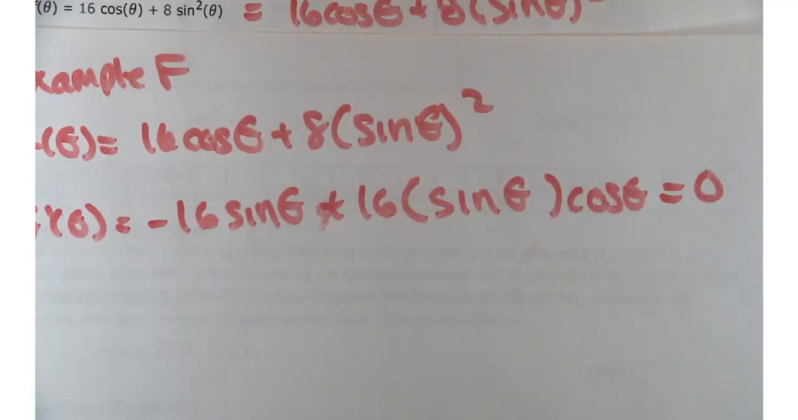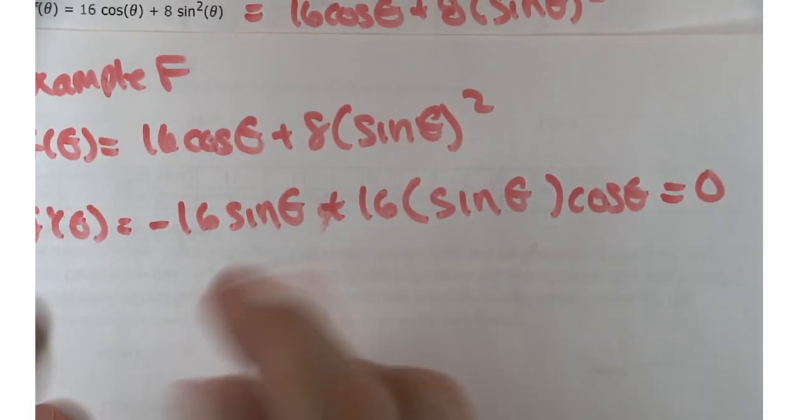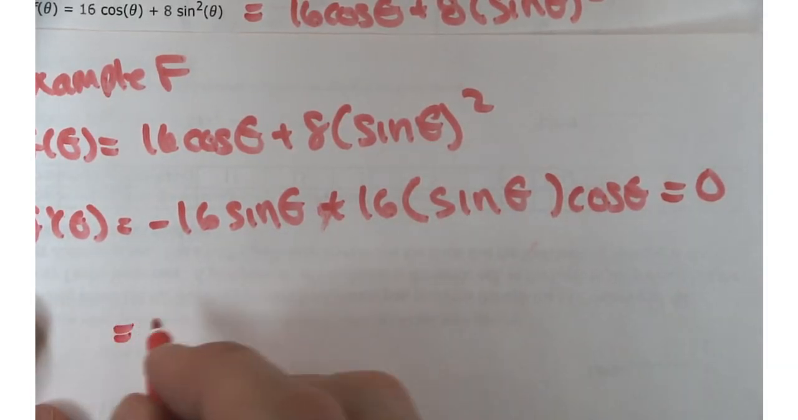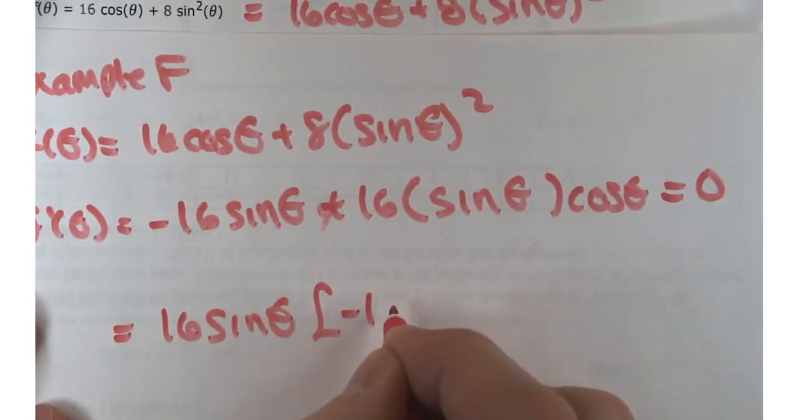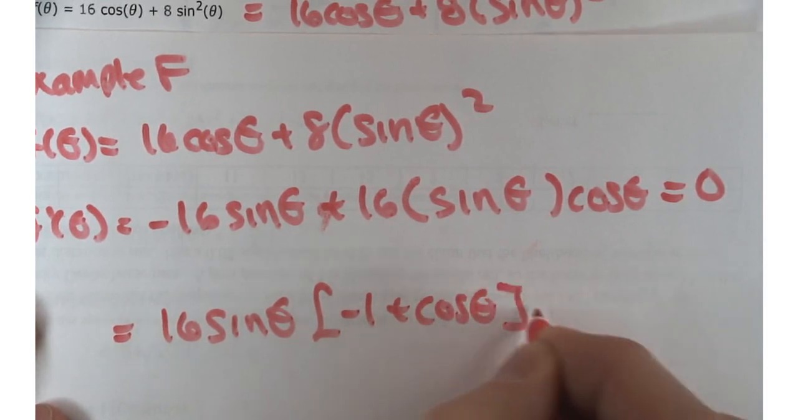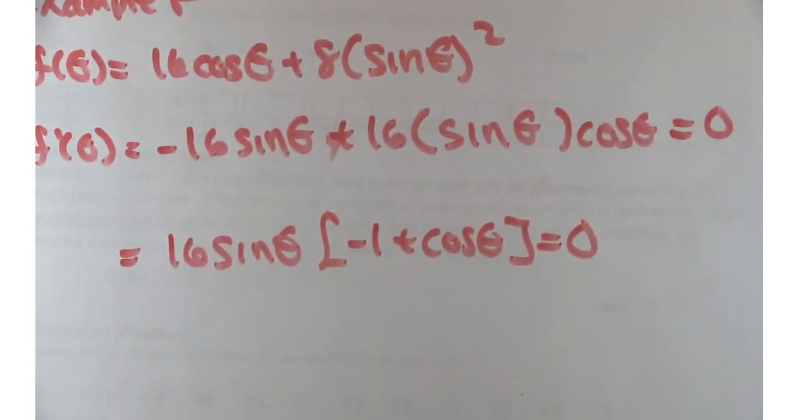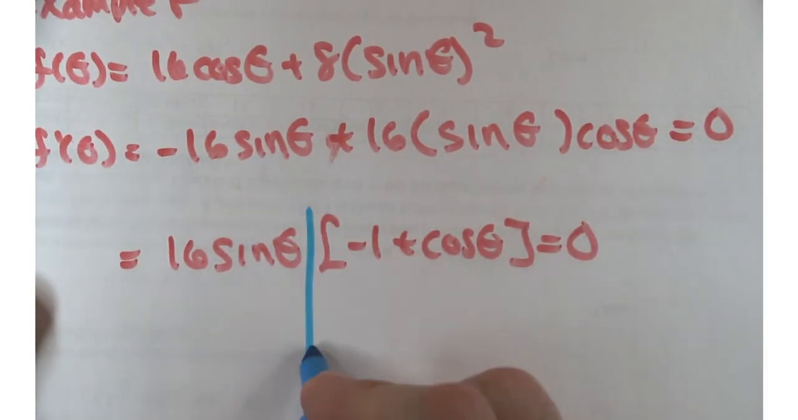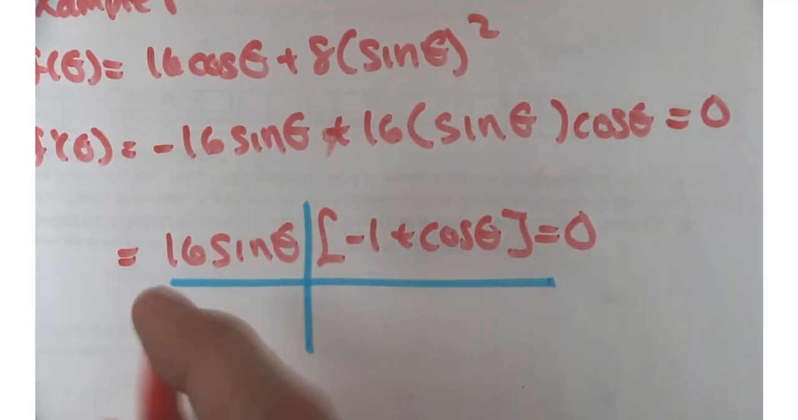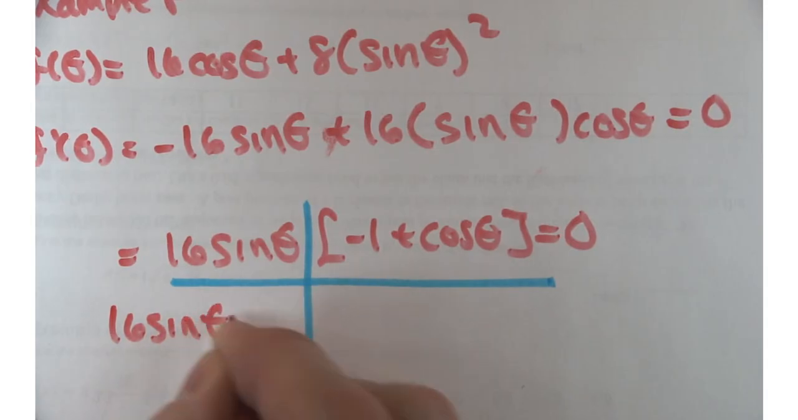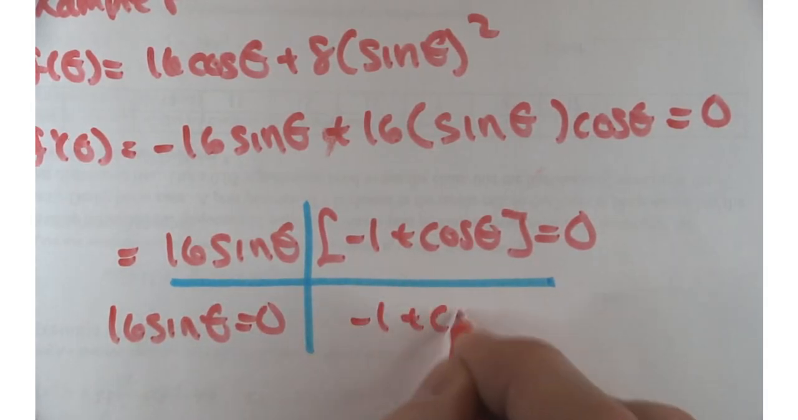What could you do? Factor out 16 sine. Yeah, factor out the GCF, right? So I'll factor out a 16 and a sine. So that's going to leave behind 16 sine of theta times negative 1 plus cosine of theta equals 0. And probably one of the most powerful ideas that you have in your mathematical toolbox is when you multiply two things together and get 0, one of them has to be 0. That doesn't work with any other number. So either 16 sine of theta equals 0, or negative 1 plus cosine of theta equals 0.